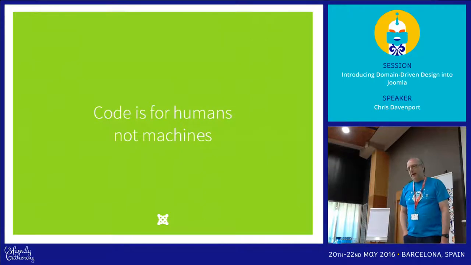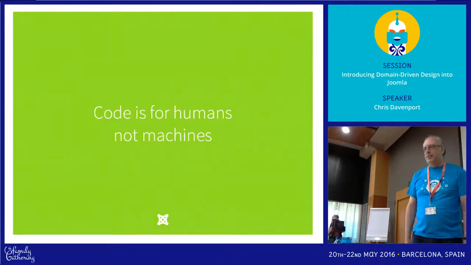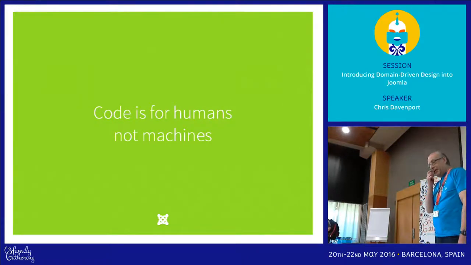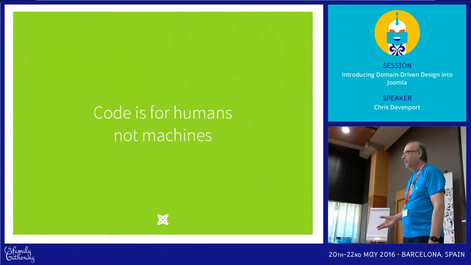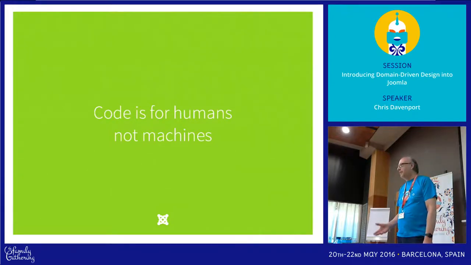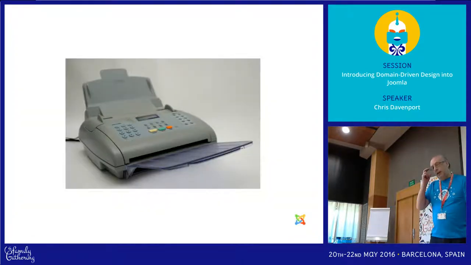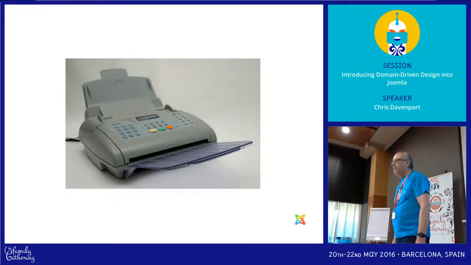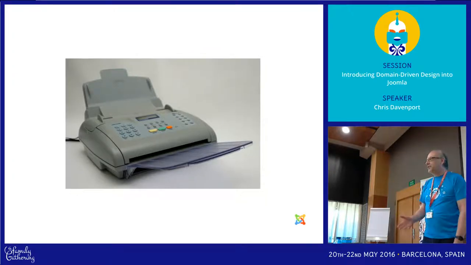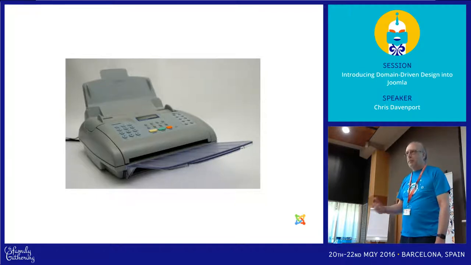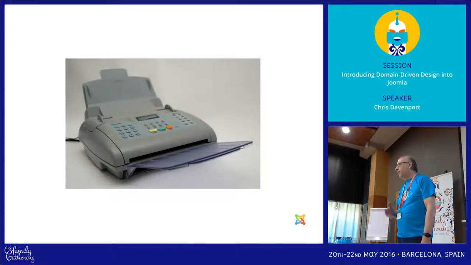So I thought it'd be nice to add a subtitle to this talk, and the subtitle is "Code is for humans, not machines." And that might seem a bit odd because we write code that runs on computers, and if we didn't have a computer, it wouldn't work. We need the machine to execute it. But if you remember fax machines, if anyone's old enough to remember fax machines, when you send a fax to somebody, the machine doesn't actually understand the message at all. You're sending the message to the person. And in the same way, we don't really write the code for the machine.